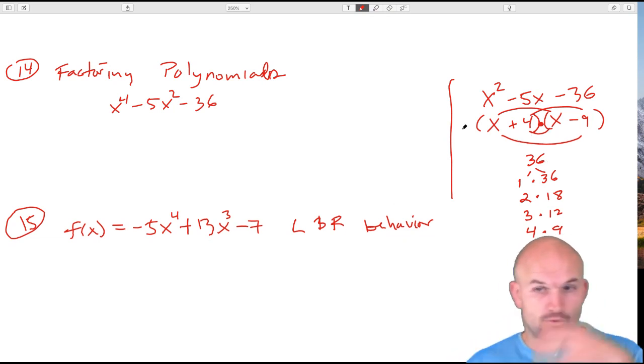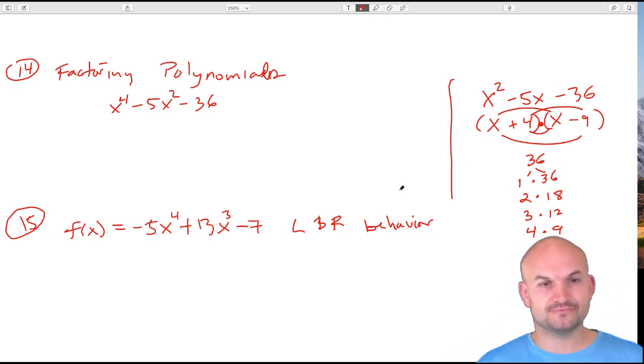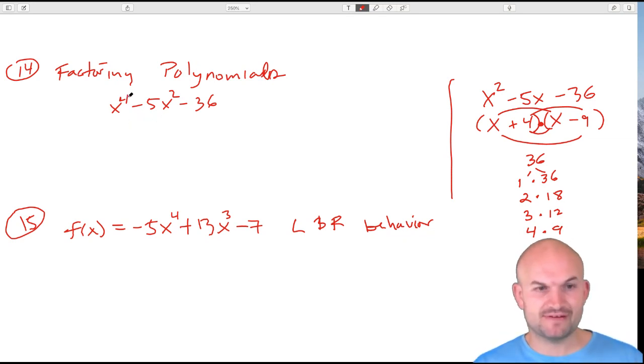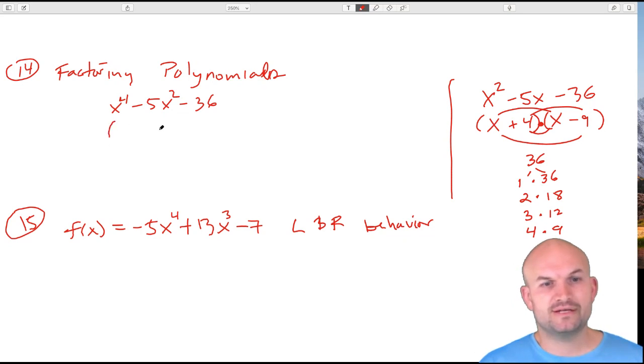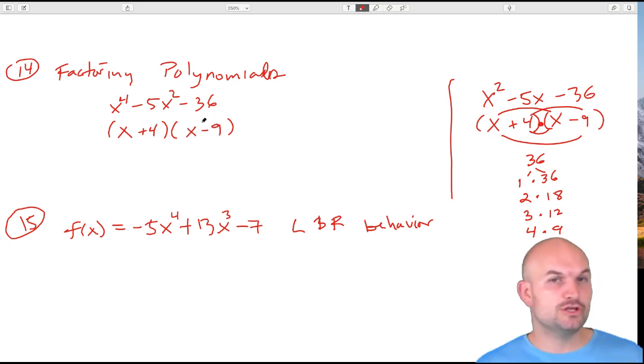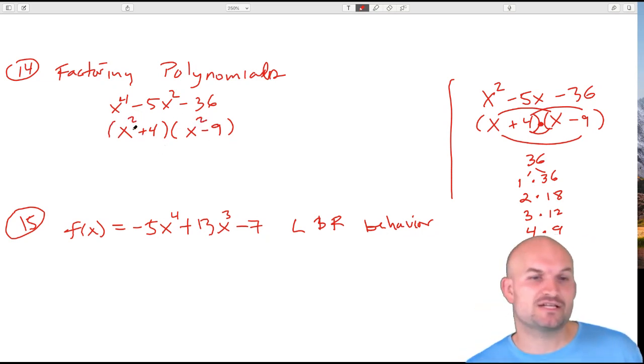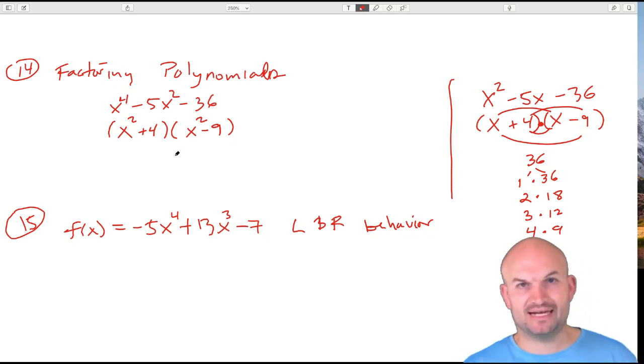Now, that was for quadratics. So this is the same thing. Notice everything's exactly the same. The only difference is the degrees are now higher, right? So therefore, we can just rewrite this. We know that the numbers are going to be the same, right? We still have negative 5, negative 36, and an x, so that's not changing. The only thing that's changing now is our powers. So now we can raise these to x squared plus 4 and x squared minus 9.